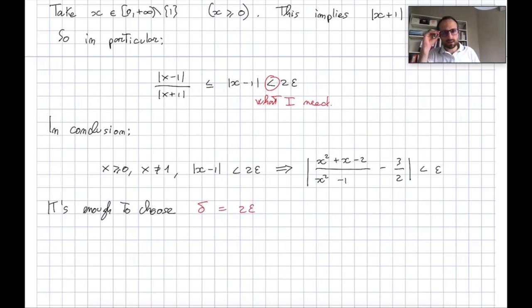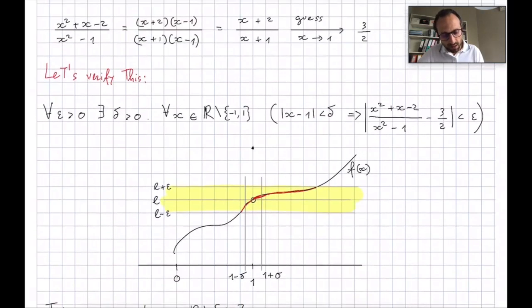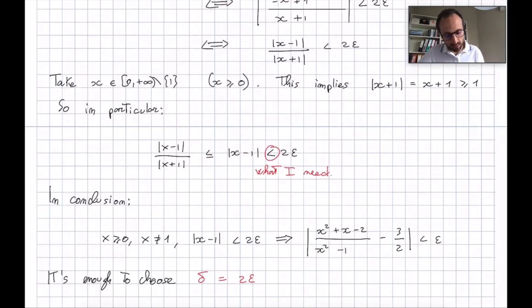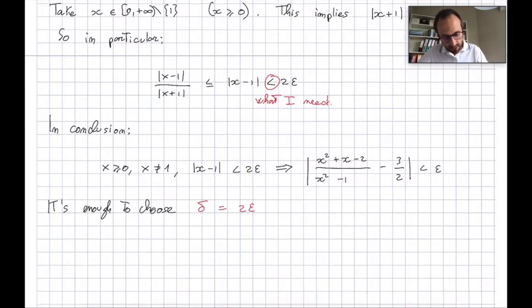Is this fully correct? Well, almost. The argument is correct as long as x is non-negative. So in order to automatically have x non-negative in this definition, we have to put delta smaller than 1. Otherwise, this argument doesn't work, and in principle that's possible if epsilon is large. So how to solve this issue? You just put delta equal to the minimum between 2 epsilon and 1.